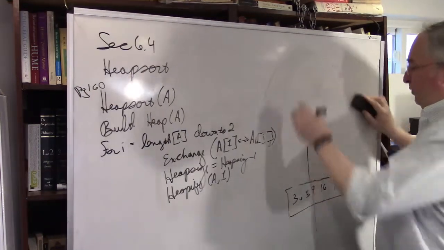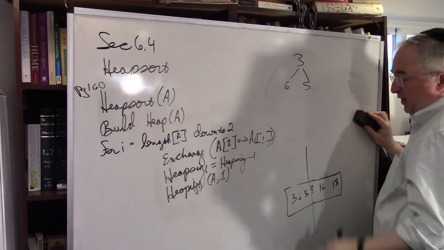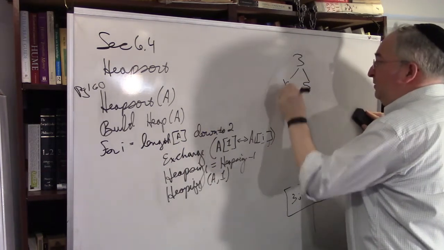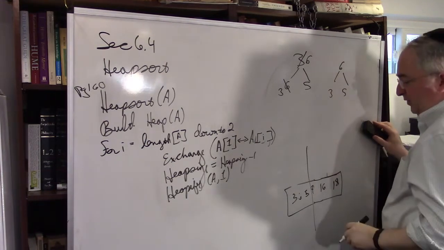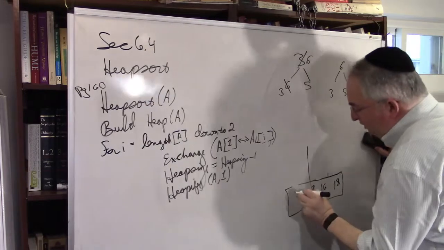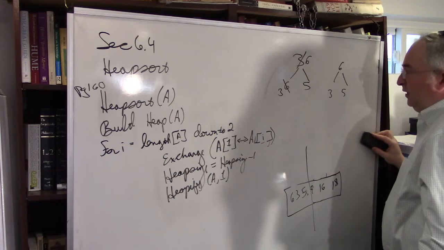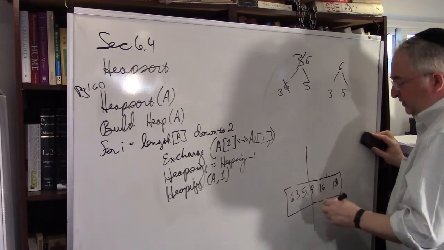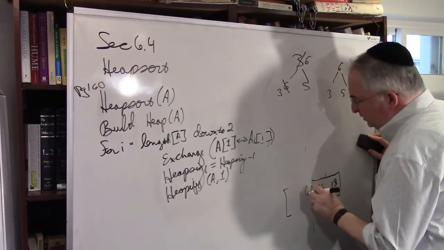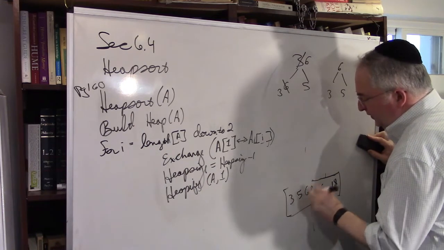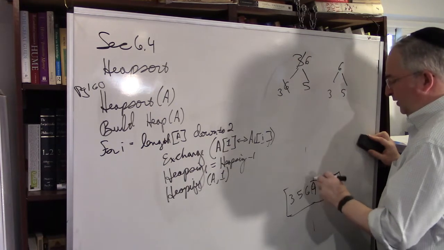So we have 3, 6, 5. That's not a heap, so we call heapify. This becomes a 3, this becomes a 6. We have 6, 3, 5. Pull off the 6, and you get 6 over here. It's going to be 3, 5, 6, and that's a 9. Eventually, I'm not going to do any more.